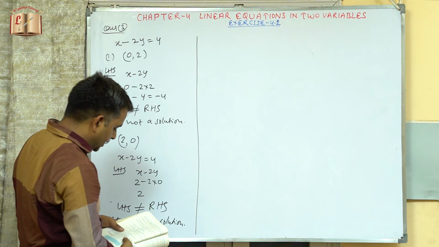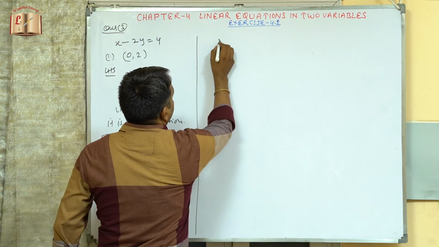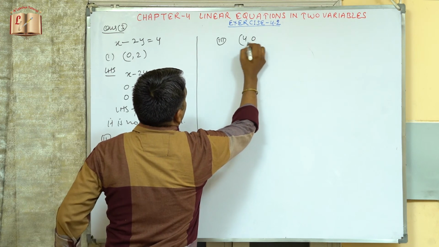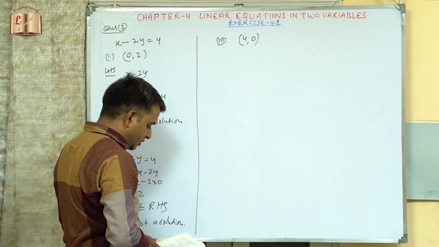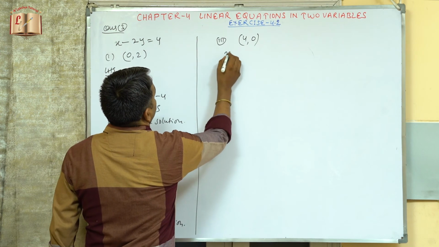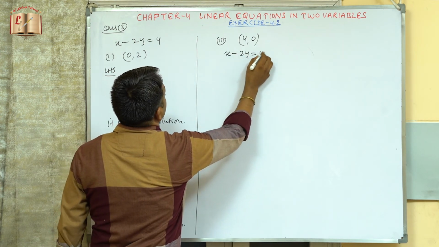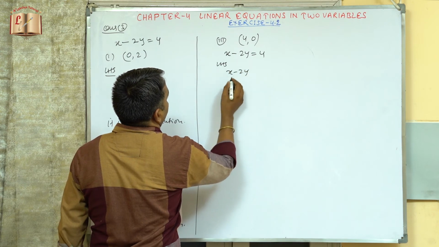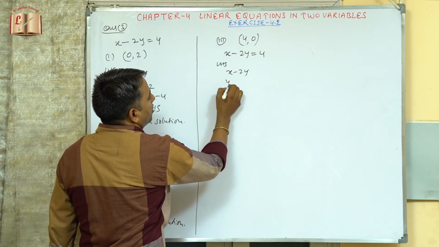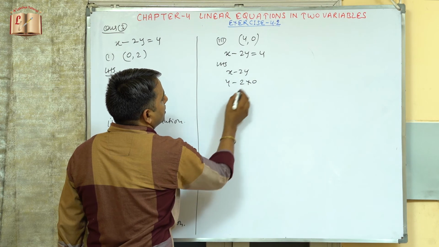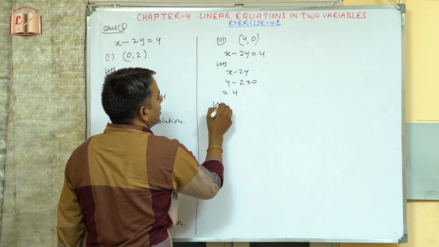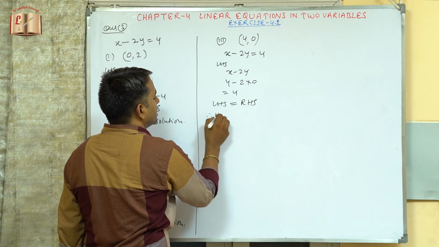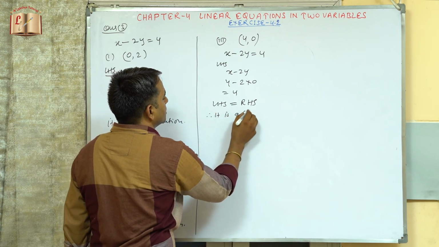Similarly, we will come to the other part. Come to the third part. Points are 4, 0. So the equation is again x minus 2y equals 4. Taking LHS only, this is x minus 2y. So x is here 4 minus 2 into 0, so this is again 4. So we got LHS equal to RHS over here. Therefore it is a solution.